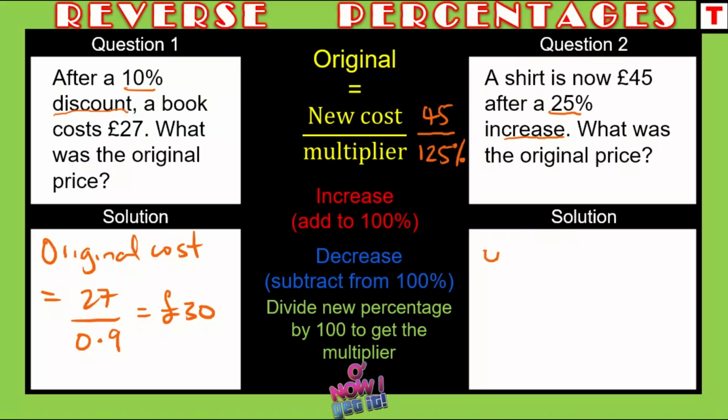So now we're going to have the original cost would therefore be equal to 45 divided by 125% as a decimal, which would have been divided by 100. Therefore, this becomes 1.25. And if we did this on our calculator, this would have been £36. £36 right there. Okay, very well done. Let's have a look at two more questions.